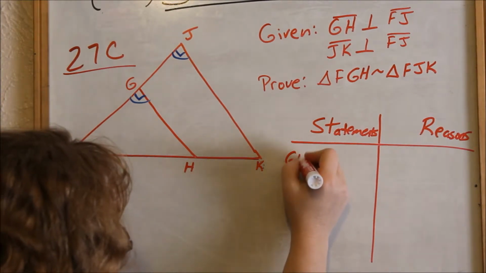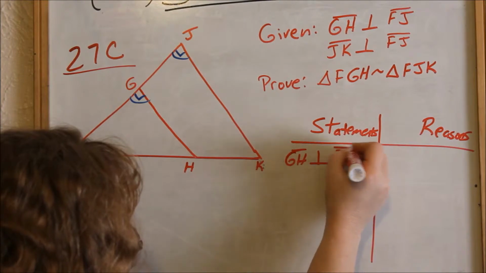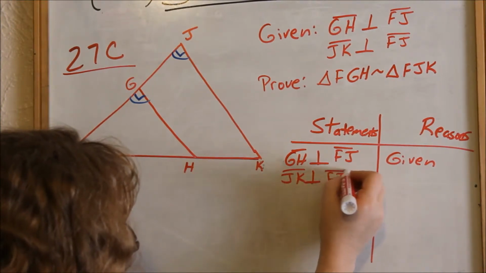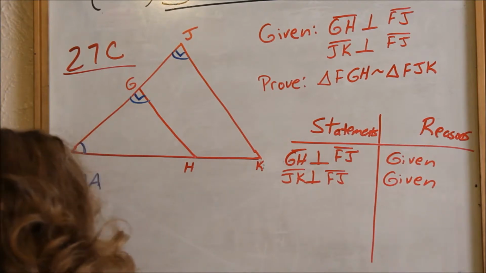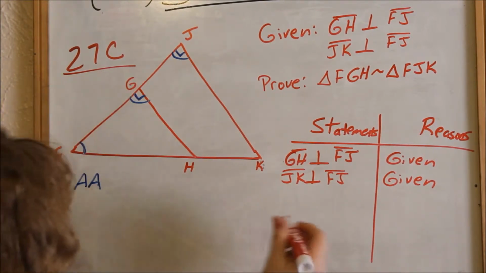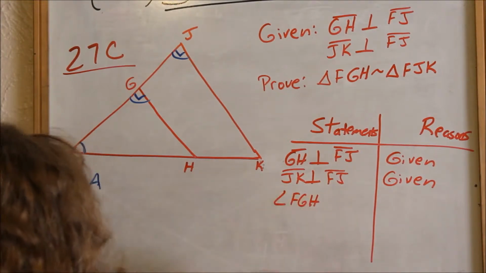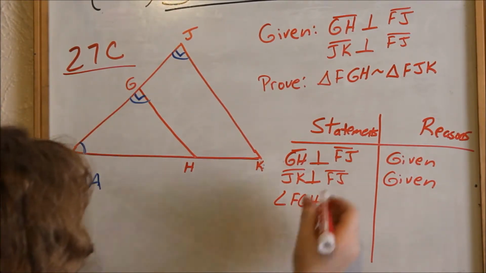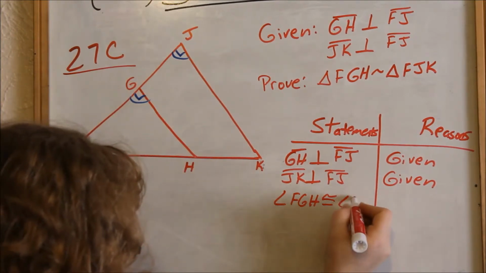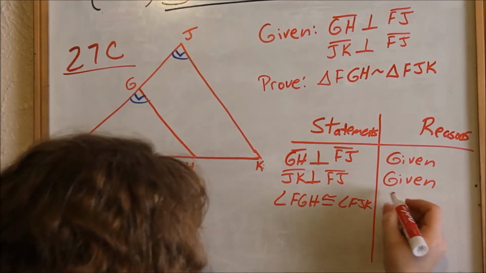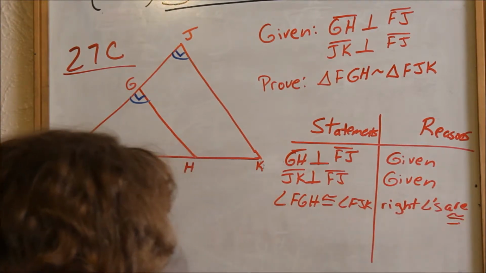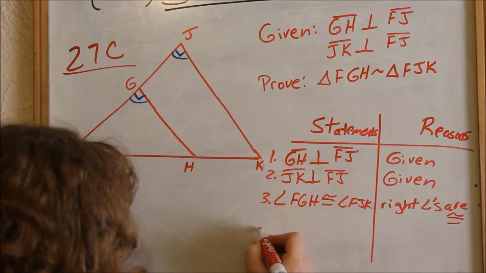So we start with our givens. GH is perpendicular to FJ, that was given. JK is perpendicular to FJ, that was given. Now we need to make statements about two angles being congruent, okay? These right angles are going to be congruent to each other. So angle FGH, that is the right angle in the small triangle, FGH, is congruent to the right angle in the large triangle, which is FJK. For the reason, I can just put right angles are congruent.